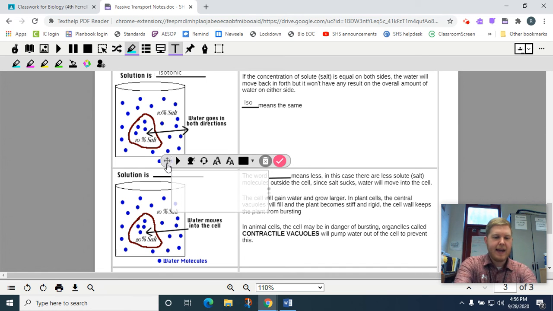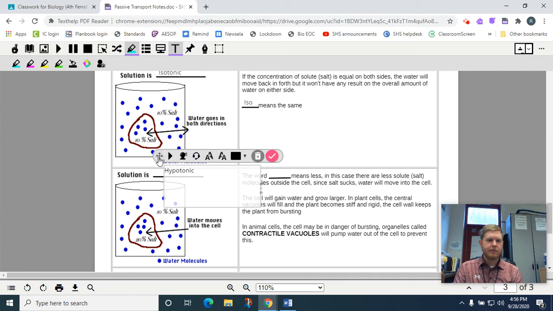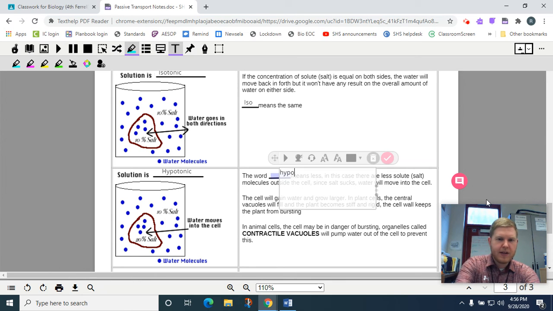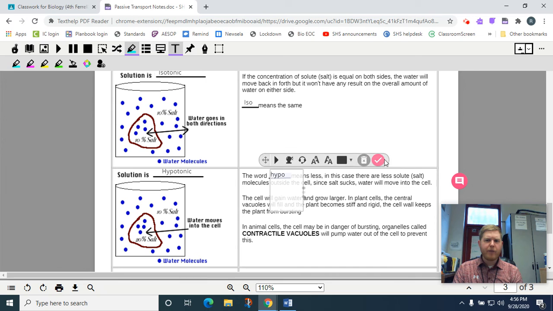So this is going to be a hypertonic solution. Or I'm sorry, a hypotonic. This is going to be a hypotonic solution. So hypo means less or below. You might have heard of hypothermia. That's when people get really cold and their body temperature is below normal. So hypo means less. In that case, it'd be less than the normal temperature.